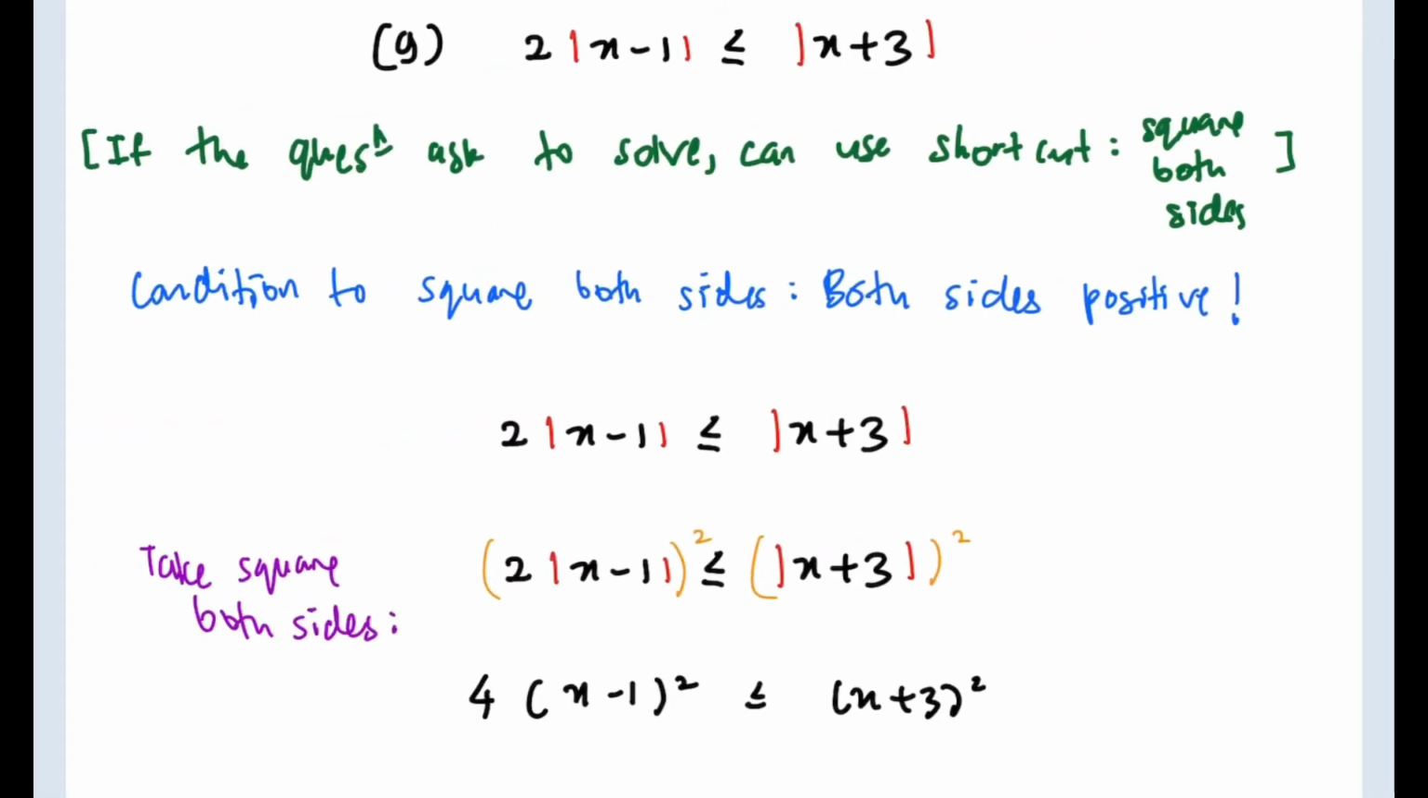Now let's see the same question, but what if the question asks you to solve without specifying to use the definition? Of course you can use a shortcut, which is to square both sides. The condition to square both sides is that both sides must be positive. Let's look at our question. One side here is positive, another side is also positive. So now you can use the shortcut, square both sides. Be careful, this is 4 and this is just squared. You can drop the modulus. And this is also squared, so you can drop the modulus, because a square is always positive, so you don't need the modulus anymore.